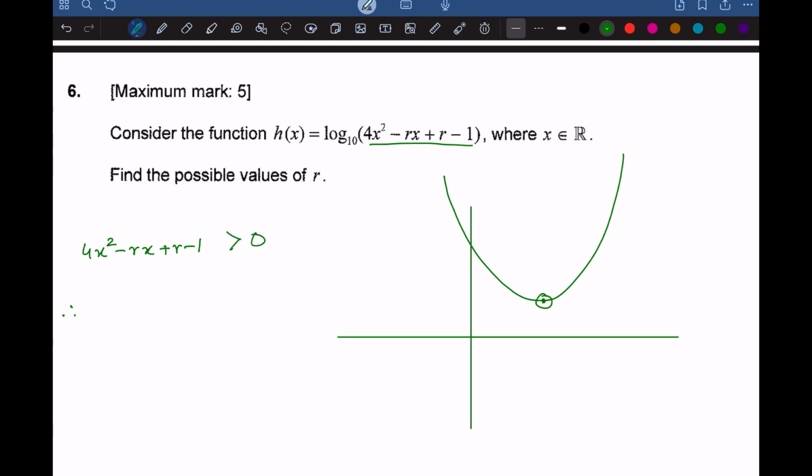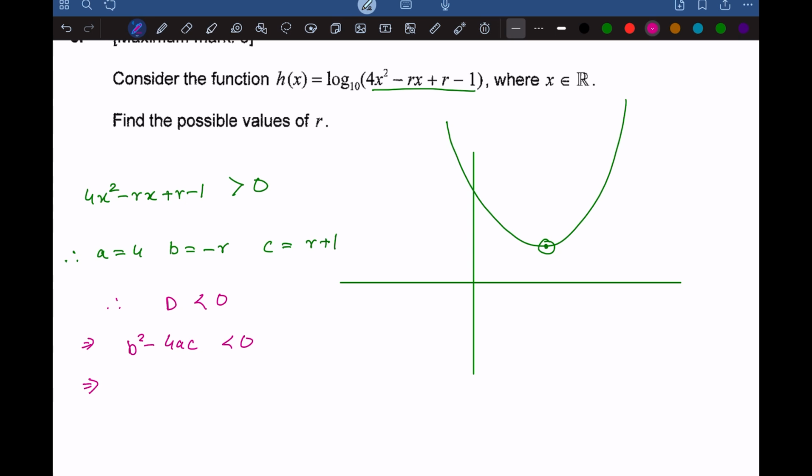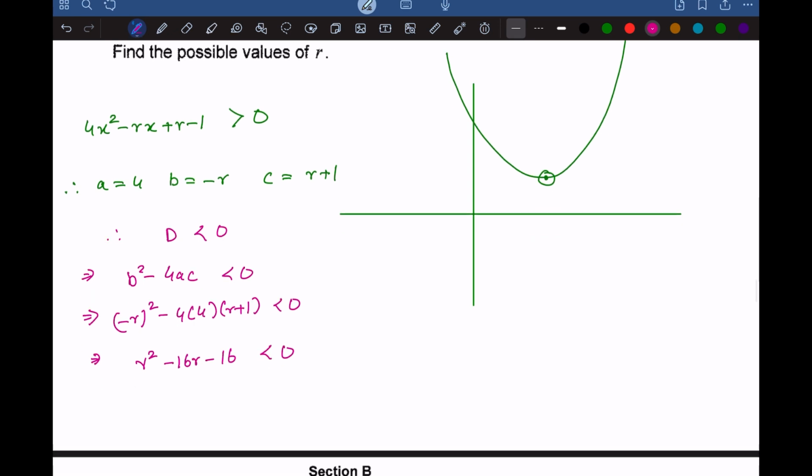If I take it as a quadratic, a is equal to 4, b is equal to negative r, and c is r minus 1. As we don't have any roots, the discriminant has to be less than 0. So D less than 0, which is b squared minus 4ac. As the discriminant is less than 0, it will not have any real solution, so this parabola will not cut the x-axis. So minus r whole squared minus 4 times 4 times c, which is r minus 1. r squared minus 16r plus 16 has to be less than 0.